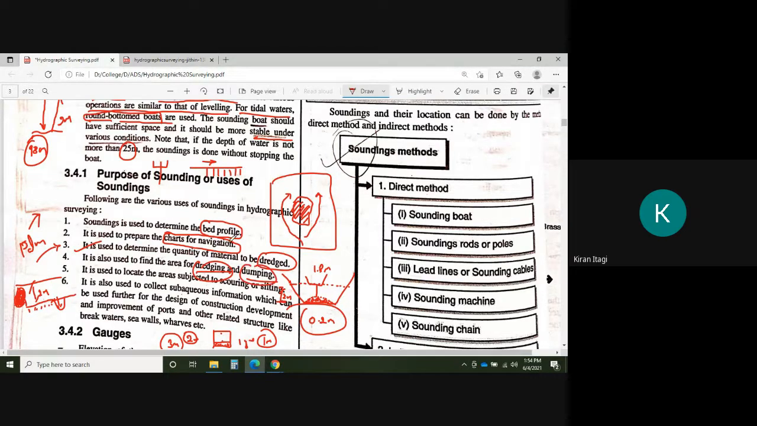It is used to locate the area subjected to scouring and silting. It is used to collect the subaqueous informations. So these are, I think, already explained.